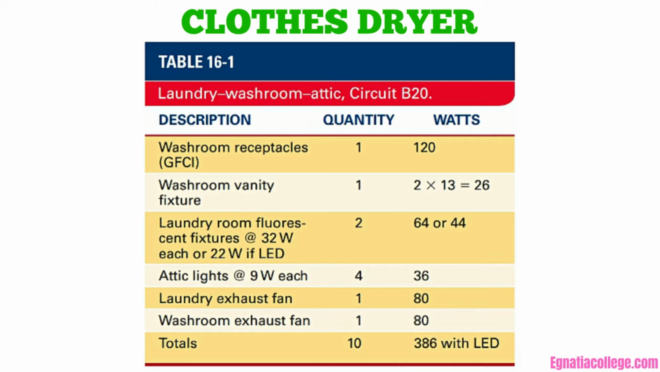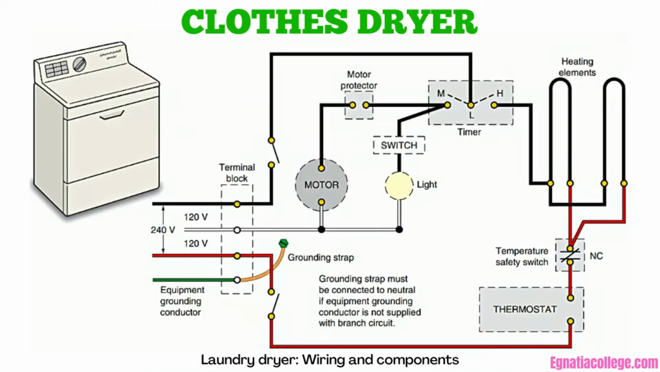Clothes dryers create a lot of humid air. Therefore, be sure the dryer is vented to the outside. This residence also has an exhaust fan located in the laundry room. Table 16-1 shows the estimated loads for the various receptacles and fixtures in the laundry, washroom, and attic. The connection of electric clothes dryers is governed by Rule 26-744-2-3. This figure shows the internal components and wiring of a typical electric clothes dryer.